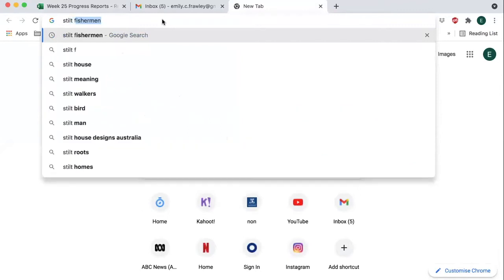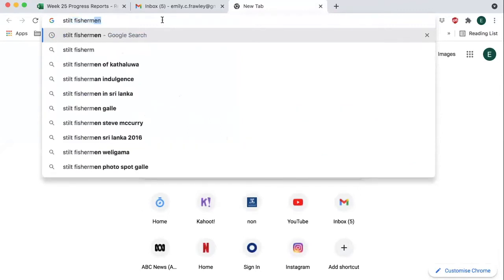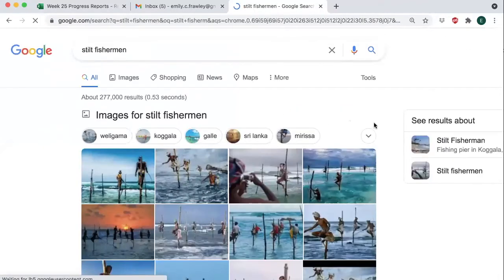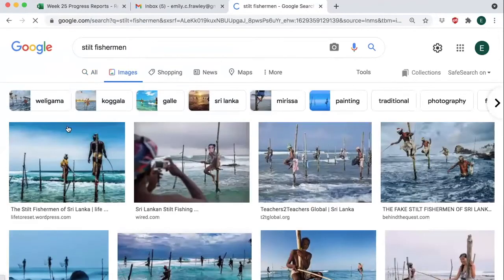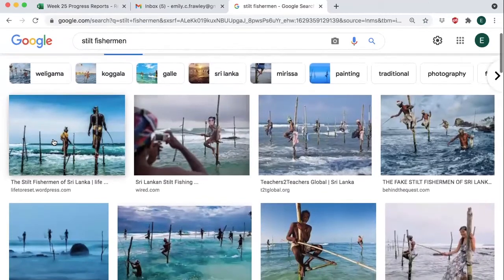Actually, let me just find you a picture of it. Because I hadn't had an idea in my mind previously what that might look like. All right, so there they are.